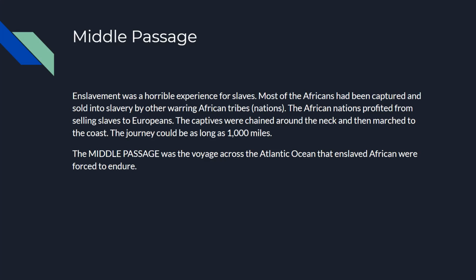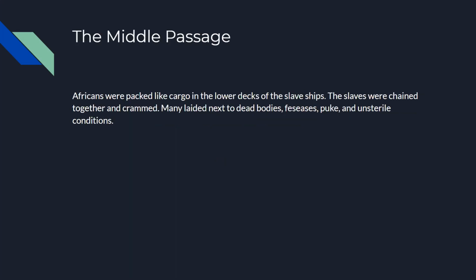The Middle Passage was the voyage across the Atlantic Ocean that enslaved Africans were forced to endure. Africans were packed like cargo in the lower deck of slave ships. The slaves were chained together and crammed. Many laid next to dead bodies, feces, vomit, and other unsanitary conditions.